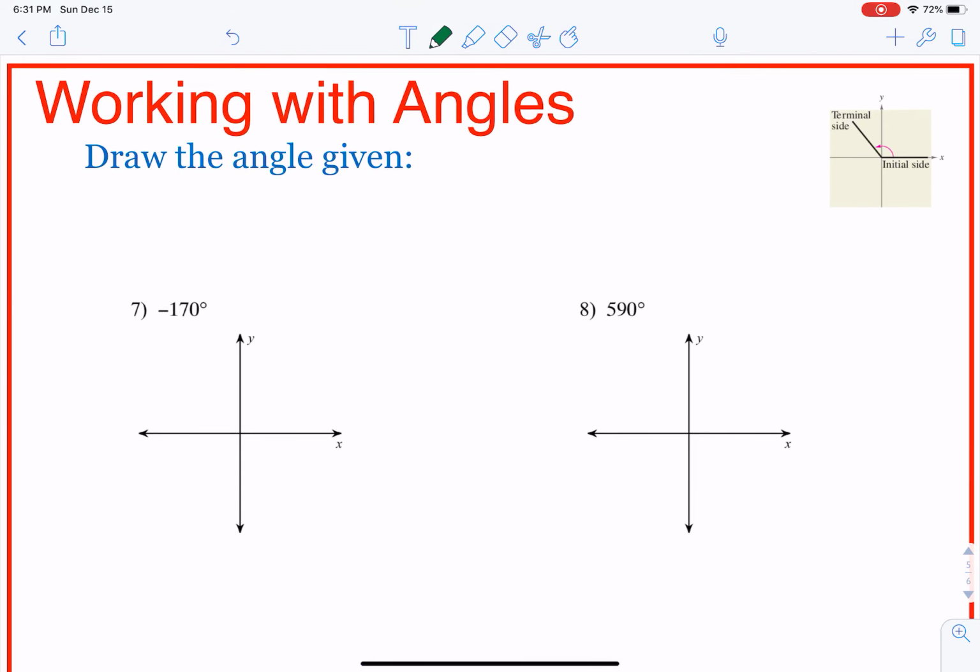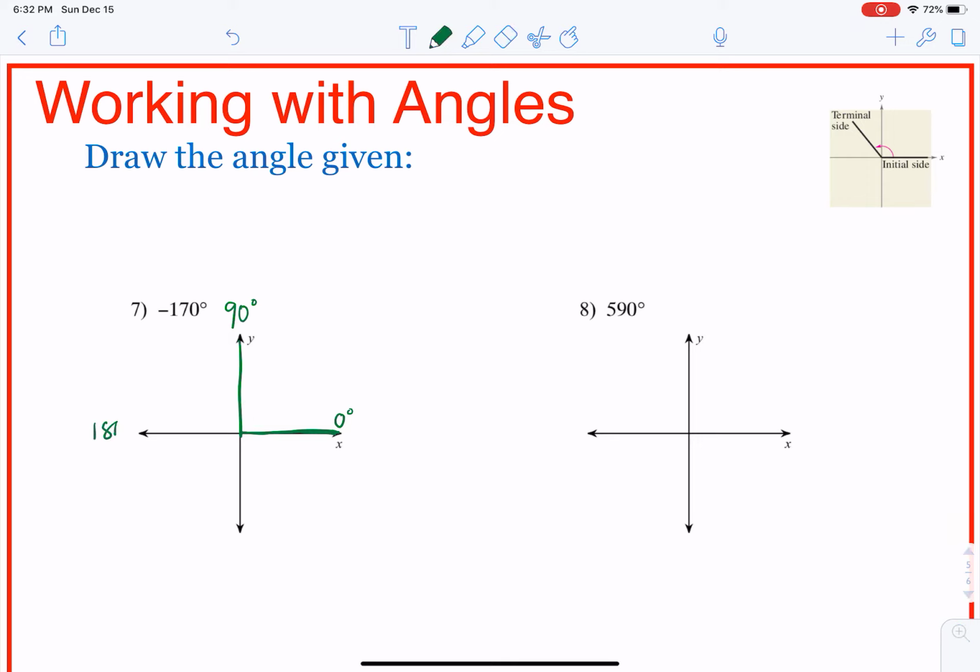So here, in working with angles, we can draw the angle that's given. At the beginning of this, we talked a little bit about how if I just had an angle with an initial side here and a terminal side here, that would give me 0 degrees. We talked about here, that would give me an angle of 90 degrees if I were to measure this angle.